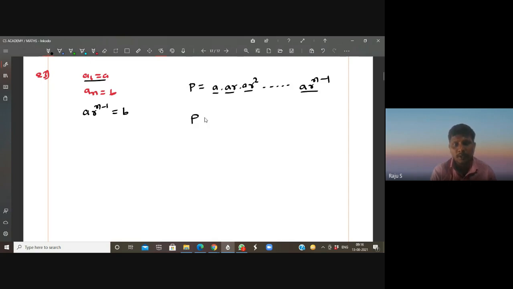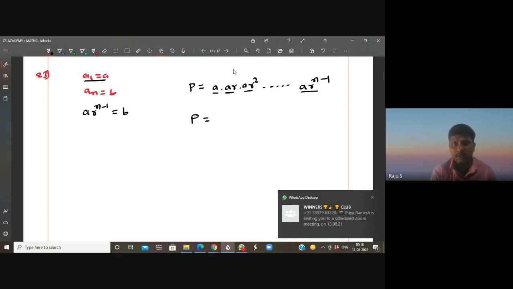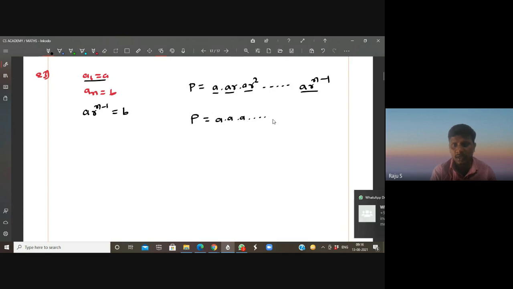Okay, P is equal to, I want to write A at one place: A into A into A and so on. A is repeated how many times? N times. Into the remaining value, R into R square into R cube and so on, R to the power of n minus 1. I have written all A values at one place, R values at another place.